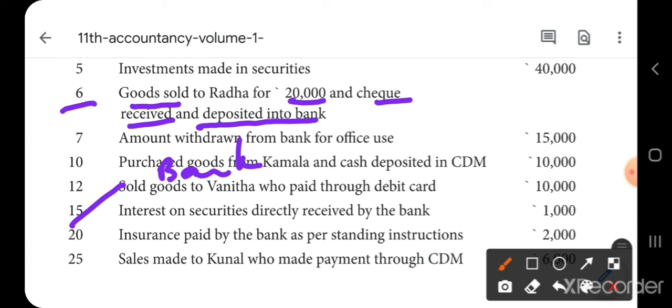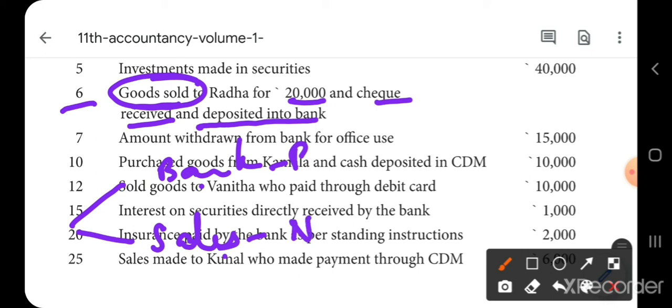Bank. It is a bank transaction, bank and sales account. Since it is goods, you take it as sales. Okay. So bank and sales account. Bank is a personal account, sales is a nominal account. Debit the receiver, credit the giver.